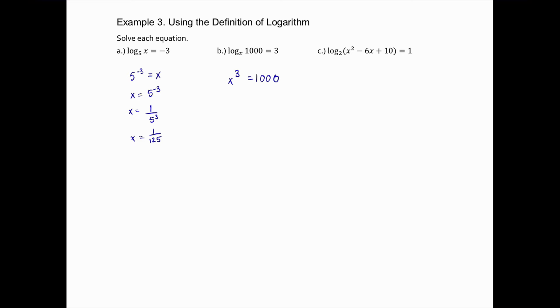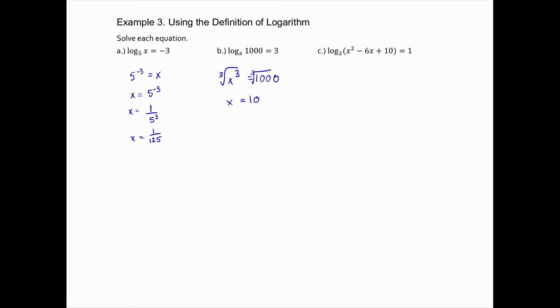Well, now this is a cubic equation that I can work with using other ways of solving it. By taking the cube root of both sides, I find that x is equal to 10. Notice that I don't need plus or minus here because it is an odd-powered radical.